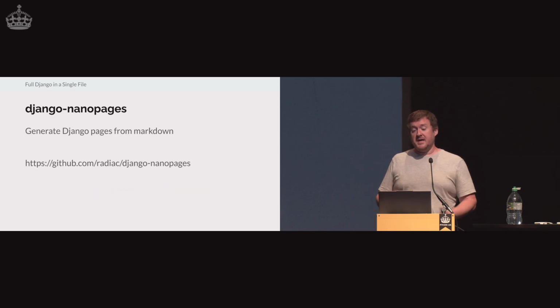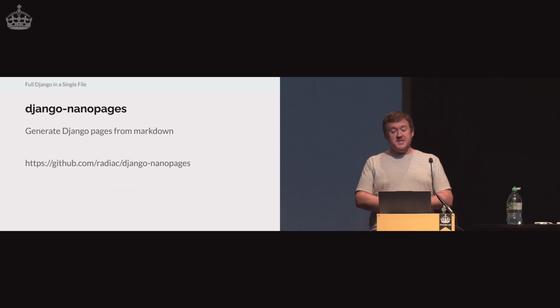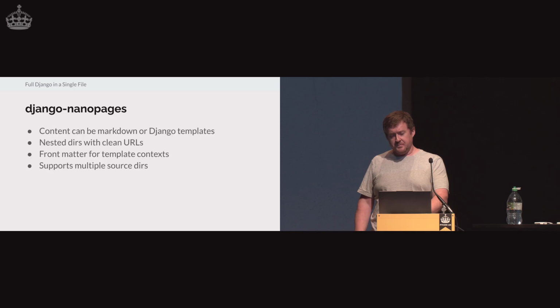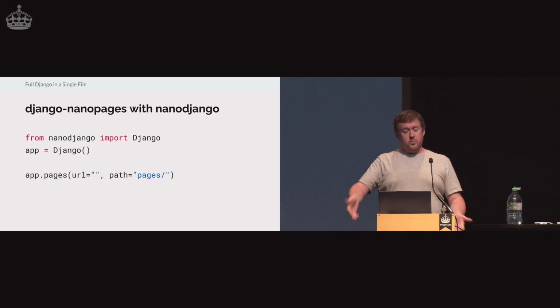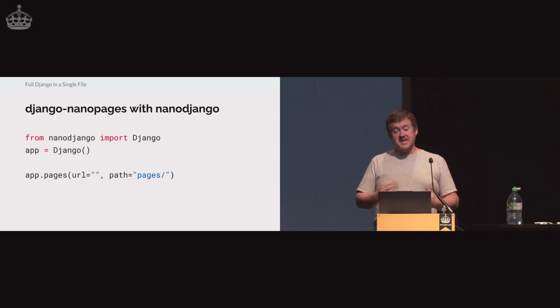I've also released another package called Django Nano Pages. This takes a directory of markdown files and turns them into views with URLs matching your directory structure. There are some more features I don't have time to talk about, but it's fantastic for quickly building areas of static content on your site. Again, this is a standard Django app, so it can be installed in a full project with a couple of lines. But again, it works really well with nanodjango. It'll detect when it's installed, and add an app.pages helper function to let you register the path at a URL.